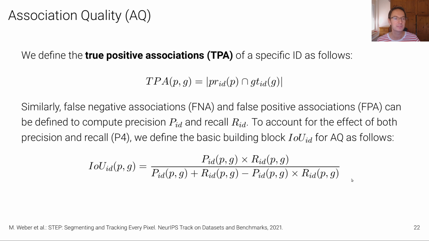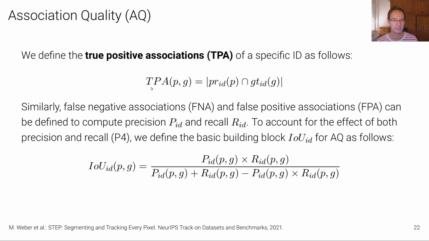Okay, so let's see how this AQ is defined. We first define the true positive associations of a specific track ID, object ID, as the intersection of the predictions for ID P with the ground truth of ID G. And this is, again, the intersection over this space-time volume. Similarly, false negative associations and false positive associations can be defined like this in order to compute precision and recall. To account for the effect of both precision and recall, we define the basic building block IoU for this metric like this here. This is just a different way of writing the IoU. You could also write it in terms of TPA, for example, just to highlight that actually precision and recall both play a role in this metric.